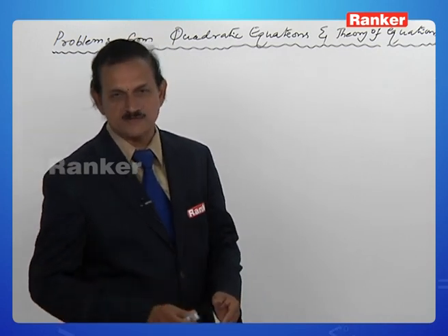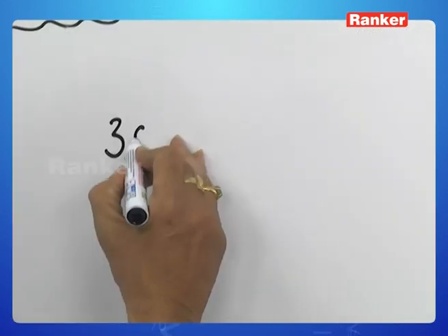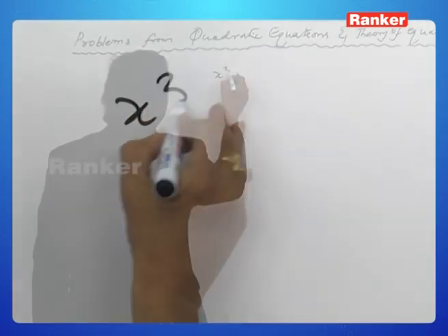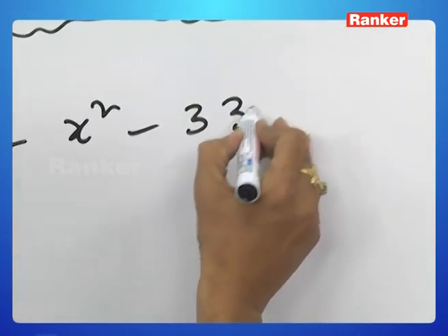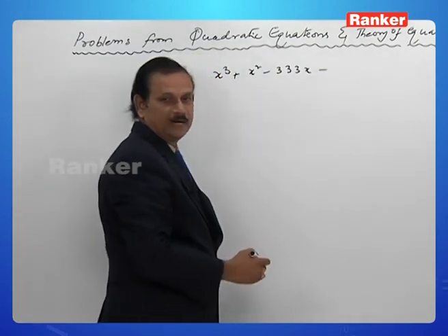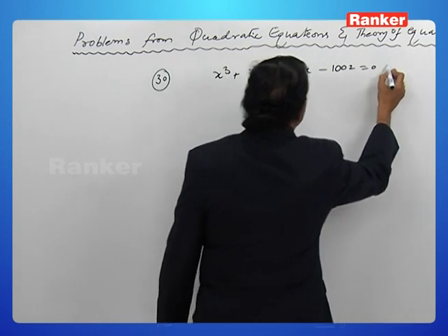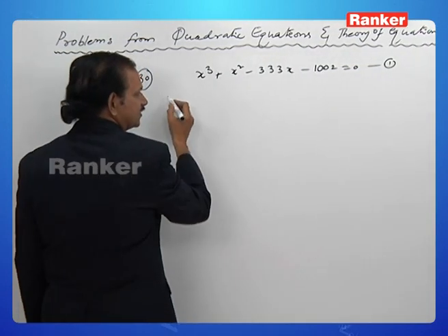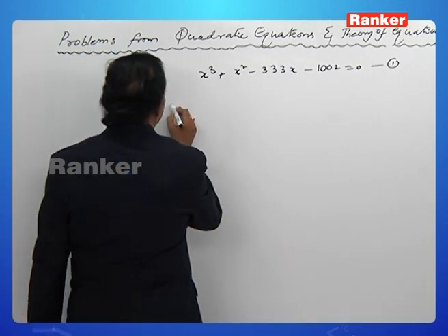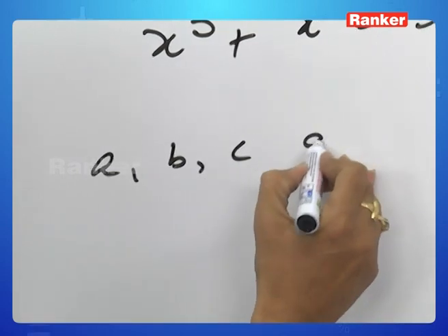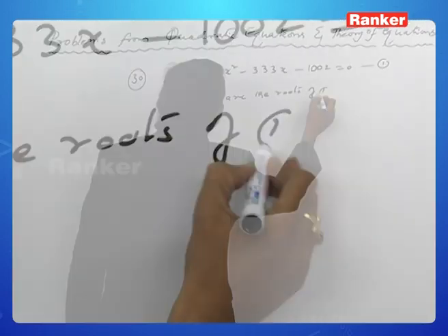Let us recall the equation. What is the equation given? The given equation is, this is of course question number 30, x cube plus x square minus 333x minus 1002 is equal to 0. Let me name this as equation 1. He has given that A, B, C are the roots of the equation. A, B, C are the roots of 1. He has given roots of 1.